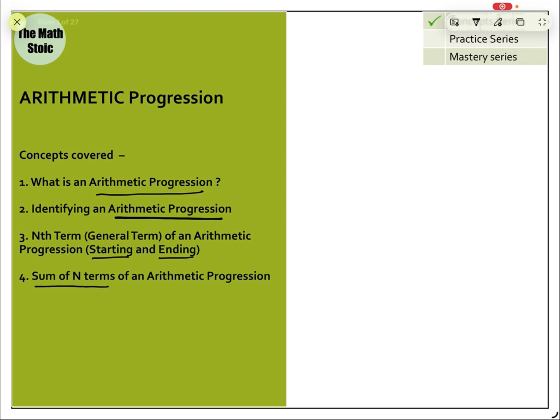Finally, we'll move to the last concept, which is finding the sum of n terms of an arithmetic progression. So if you are given a progression and want to find the sum of the first 5 terms, 10 terms, 15 terms, or 50 terms, then how exactly can we do that in the form of a formula. So let's get started with these concepts related to arithmetic progression.